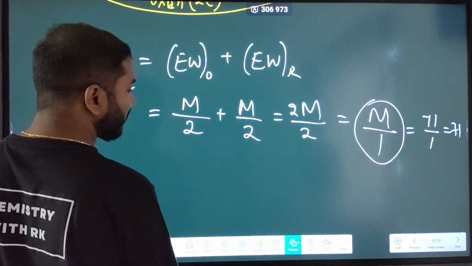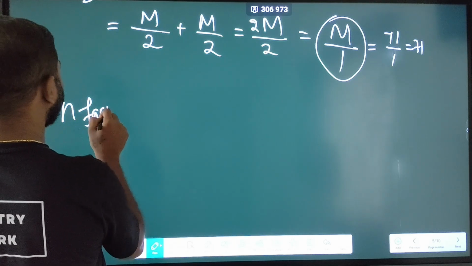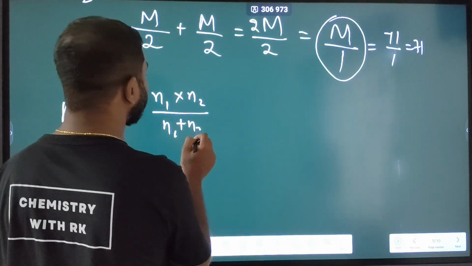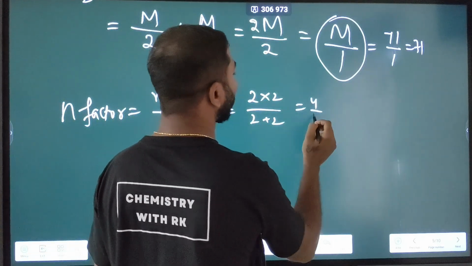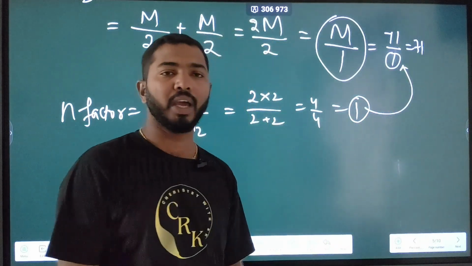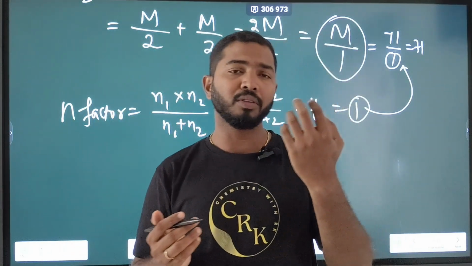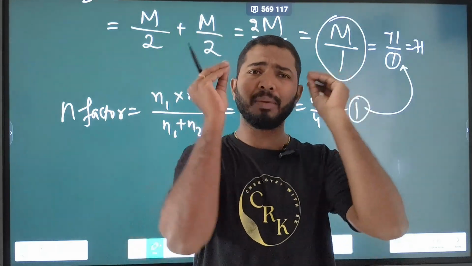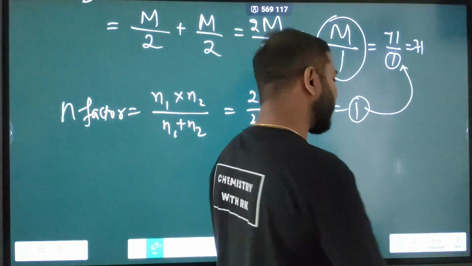Hope it is clear. Let us cross check our answer, whether the overall n factor differs or is the same. n1 into n2 by n1 plus n2, which is 2 into 2 by 2 plus 2, that is 4 by 4, ultimately 1. So yes, both answers are the same. Likewise, we are going to calculate the equivalent weights for the disproportionation reaction. They may give any type of question. Please go with this particular method and you will get the right answer.